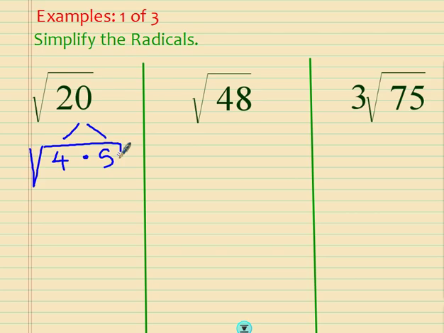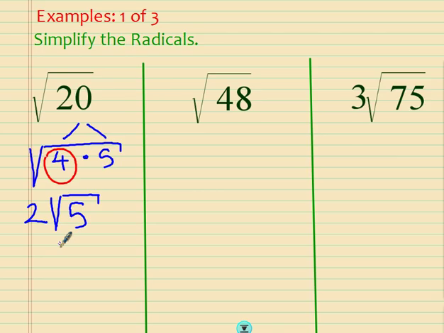4 is a perfect square. 5 is not a perfect square. Each time we identify a perfect square inside of the square root, we're going to take the square root of that perfect square. Square root of 4 is 2, and 5 is not a perfect square, so it will stay inside of the square root. Our final answer would be 2 square root of 5.